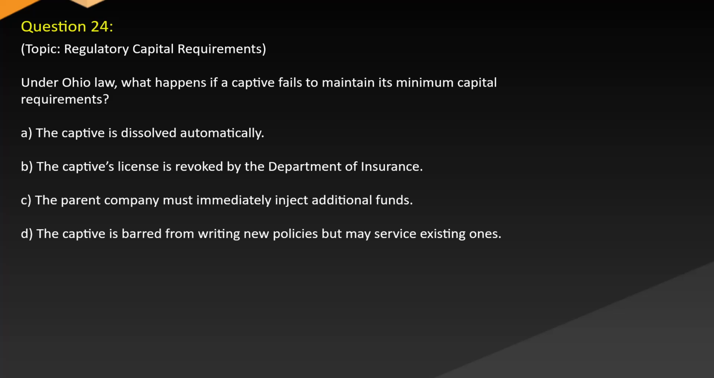Question 24, topic: regulatory capital requirements. Under Ohio law, what happens if a captive fails to maintain its minimum capital requirements? A, the captive is dissolved automatically. B, the captive's license is revoked by the Department of Insurance. C, the parent company must immediately inject additional funds. D, the captive is barred from writing new policies but may service existing ones.